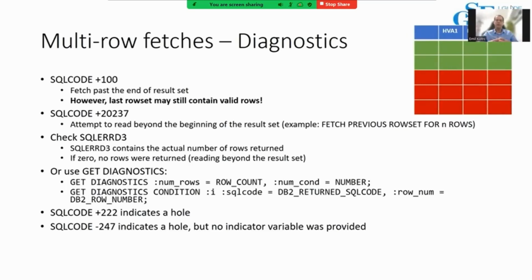You can again use the diagnostics in a very similar way as before. If there is some problem, you can check the number of exceptions and scan through them and so on. Also, there is a SQL code if there is a hole. That can happen if you have scrollable cursors and you move back and forth, and there were some updates and deletes in between. So be careful with holes and these things.